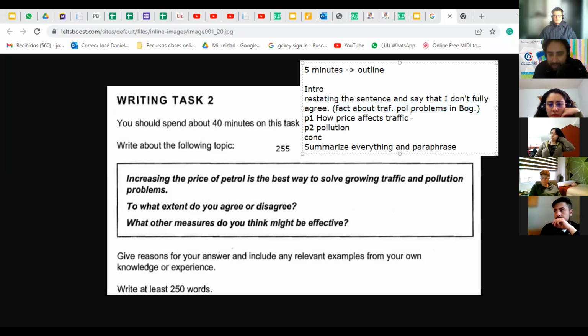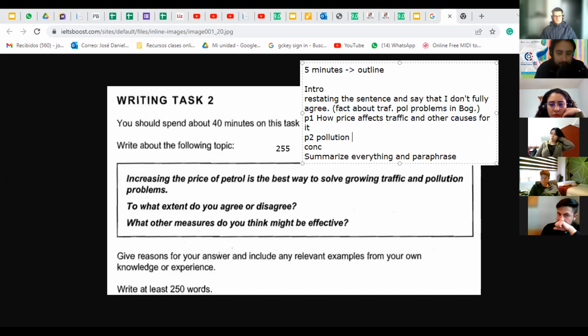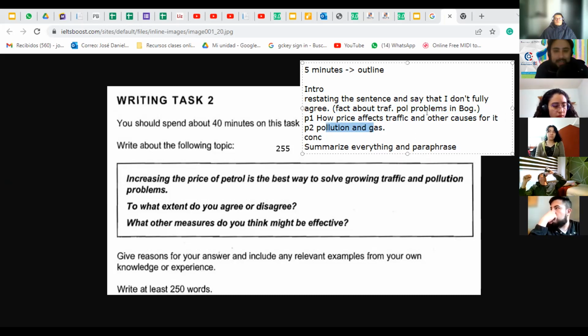Then, how price affects traffic and other causes for it. And pollution and gas. I would say that pollution is a big source. I mean, gas and cars and all that is indeed a big source of the pollution in the cities. So maybe just that. You could say that indeed it can help solve pollution very much, but maybe not so much traffic because there's other reasons for traffic, and just increasing the price of the gasoline wouldn't necessarily solve that. And then in the conclusion, just summarize everything in paraphrase. Like, this is more or less what those 5 minutes should be used in.